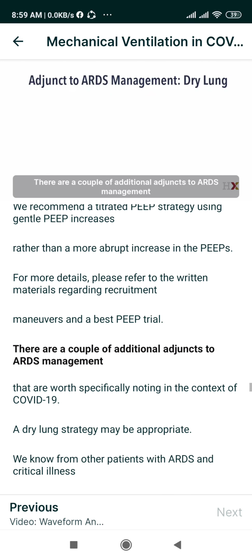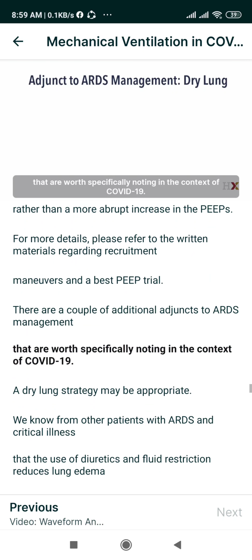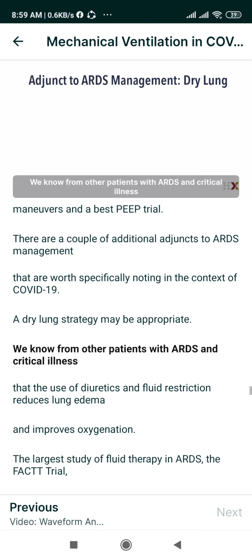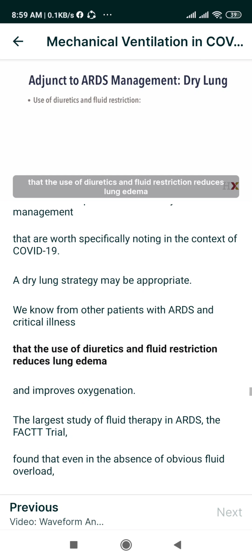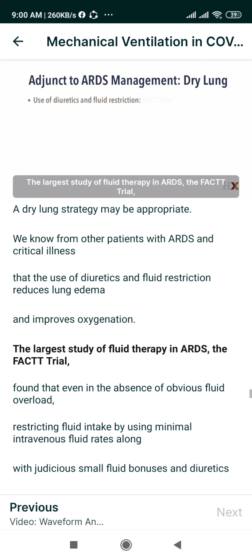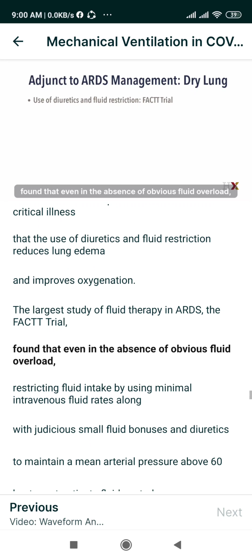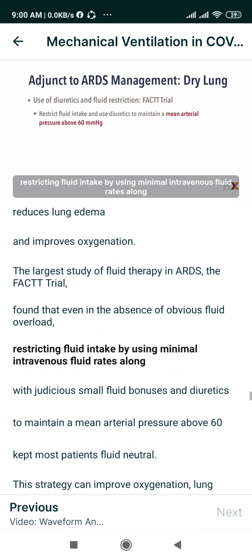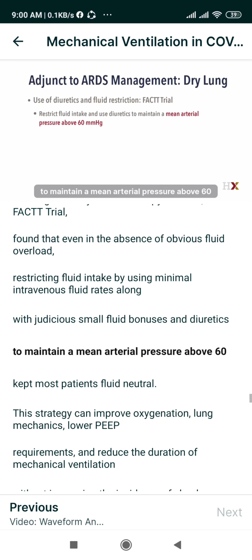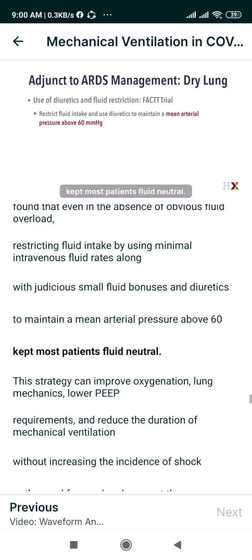There are a couple of additional adjuncts to ARDS management that are worth specifically noting in the context of COVID-19. A dry lung strategy may be appropriate. We know from other patients with ARDS and critical illness that the use of diuretics and fluid restriction reduces lung edema and improves oxygenation. The largest study of fluid therapy in ARDS, the FACT trial, found that even in the absence of obvious fluid overload, restricting fluid intake by using minimal intravenous fluid rates, along with judicious small fluid boluses and diuretics to maintain a mean arterial pressure above 60, kept most patients fluid neutral.